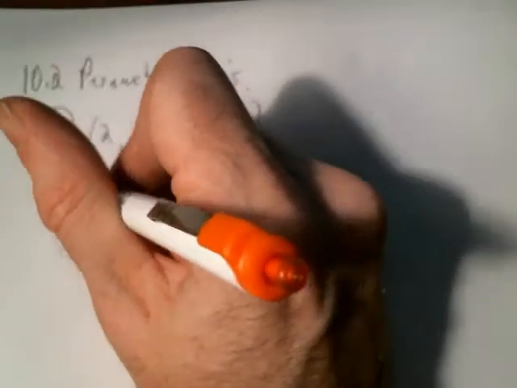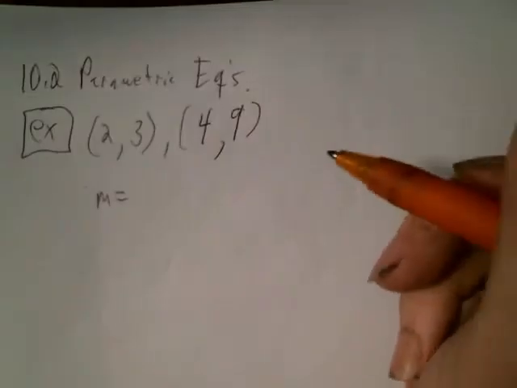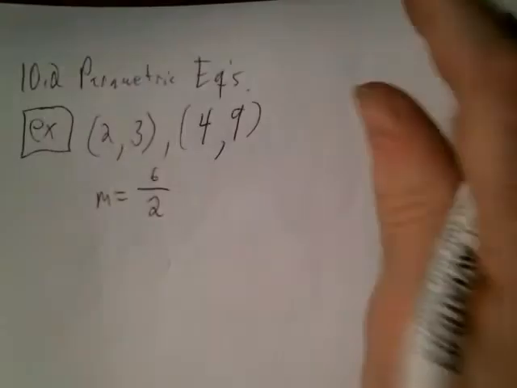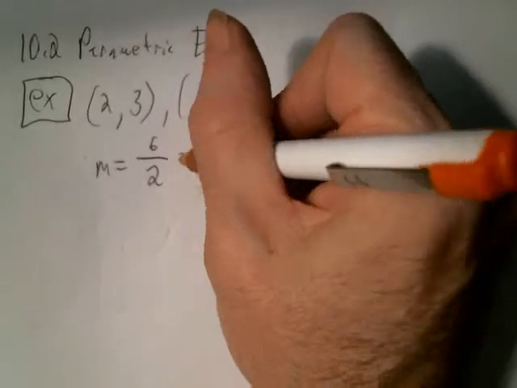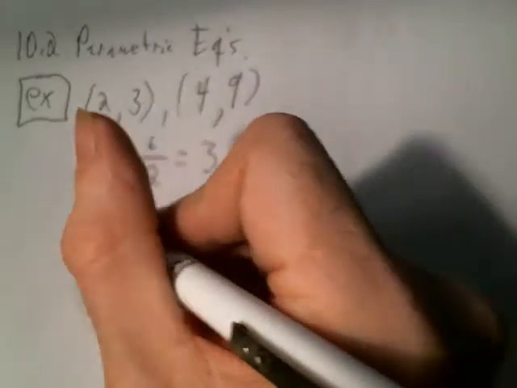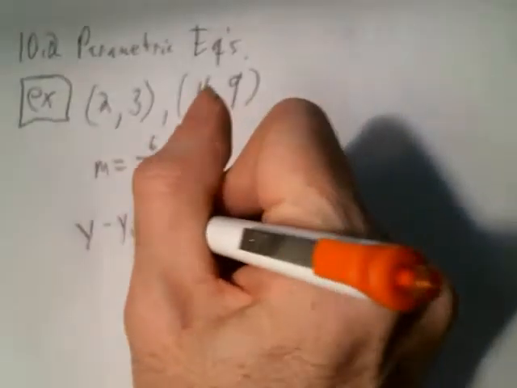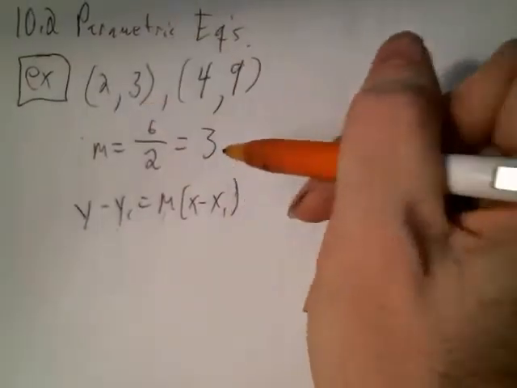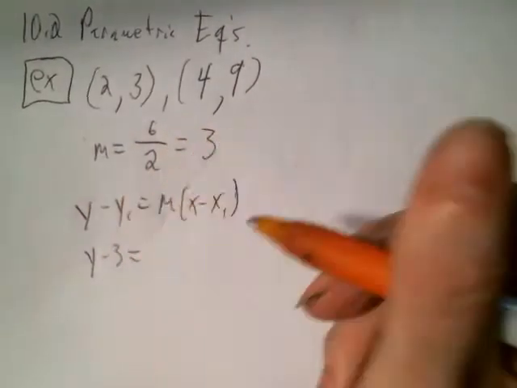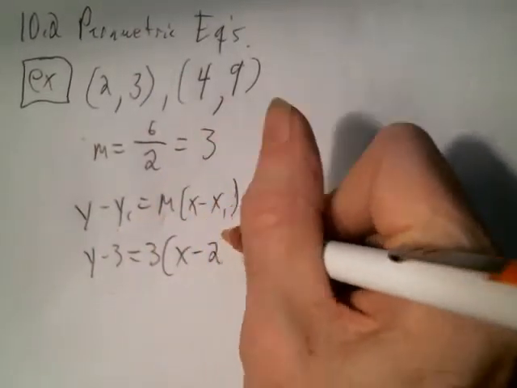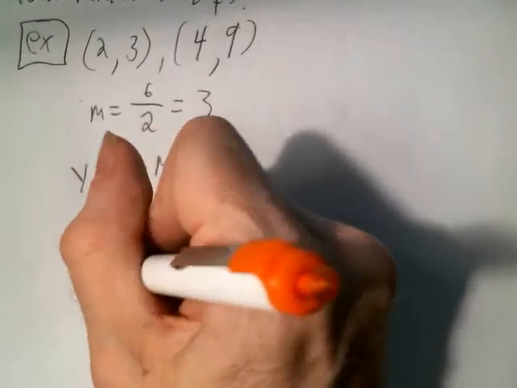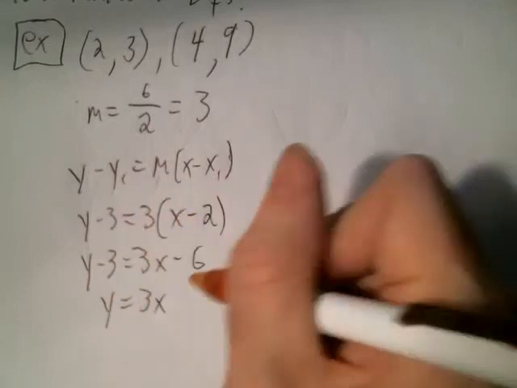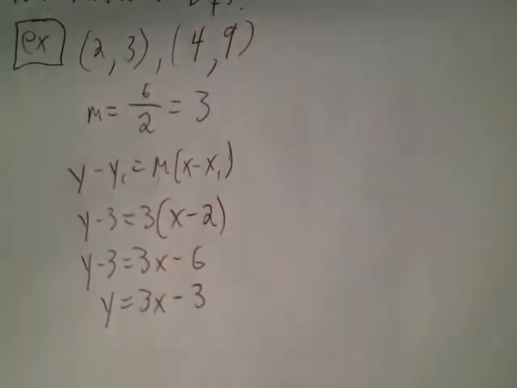So for this formula, I need a slope and a point. So the slope is 9 minus 3 is 6, all over 4 minus 2 is 2. So our slope in this case will be 3. And then I go y minus y1 equals m times x minus x1. And so I plug this point and the slope in there, so I get y minus 3 equals 3 times x minus 2. So I get y minus 3 equals 3x minus 6, and then y equals 3x minus 3. Okay, great.